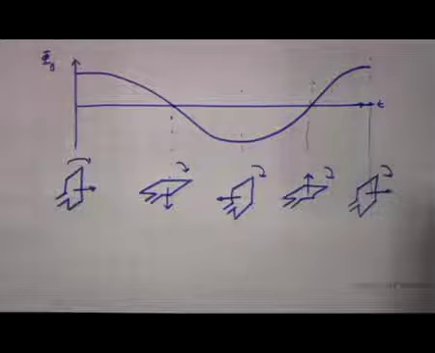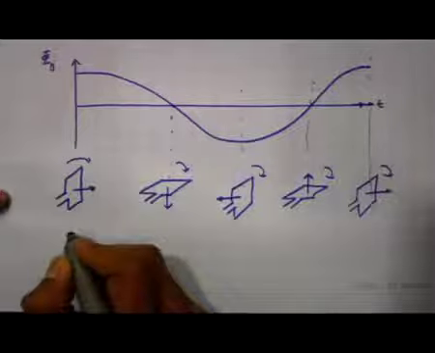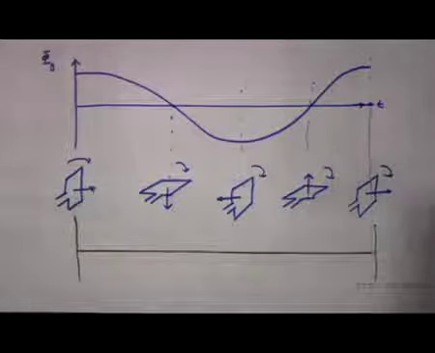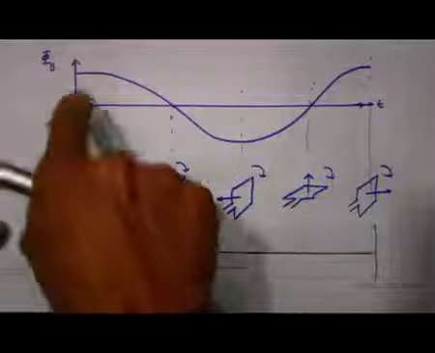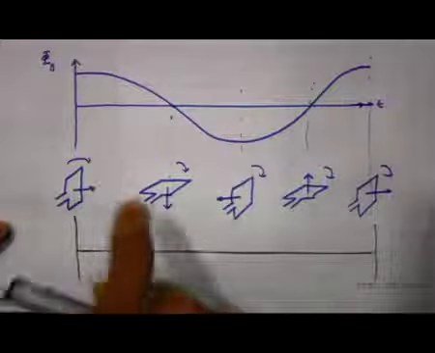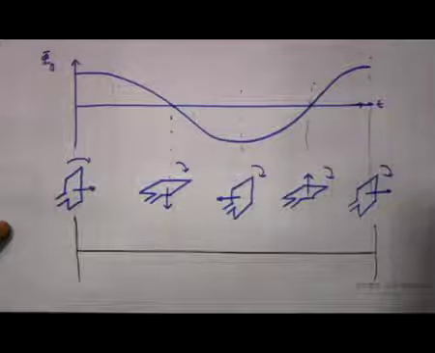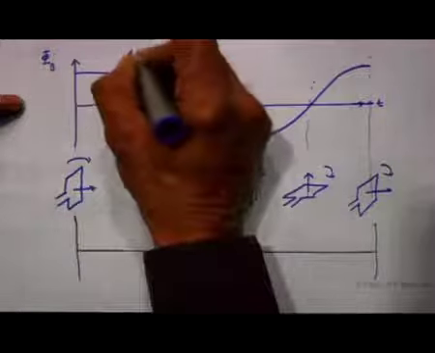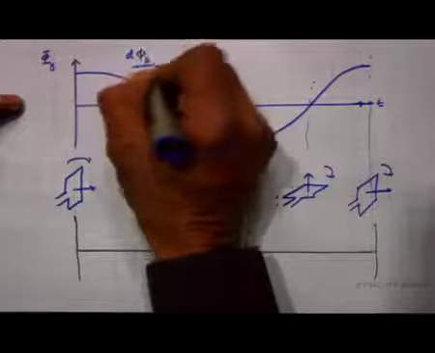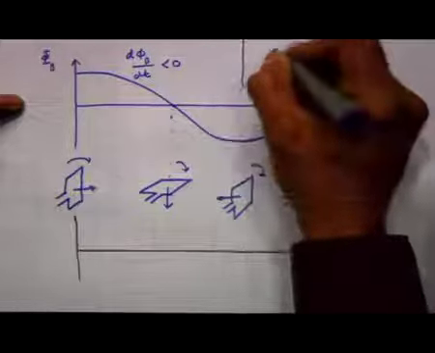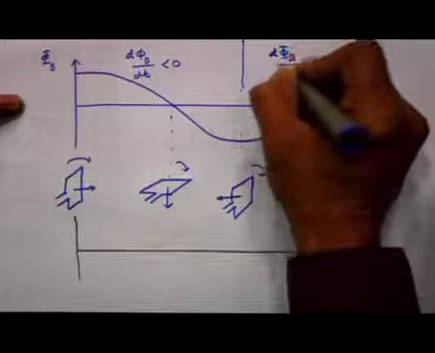Now, if I want to draw on the same figure the EMF generated, please remember EMF is proportional to minus d phi by dt. So, d phi by dt is the slope of this curve, and minus d phi by dt is minus the slope of this curve. So, let me see in this region. In this region d phi by dt is less than 0 till this point, and then here d phi by dt is greater than 0.